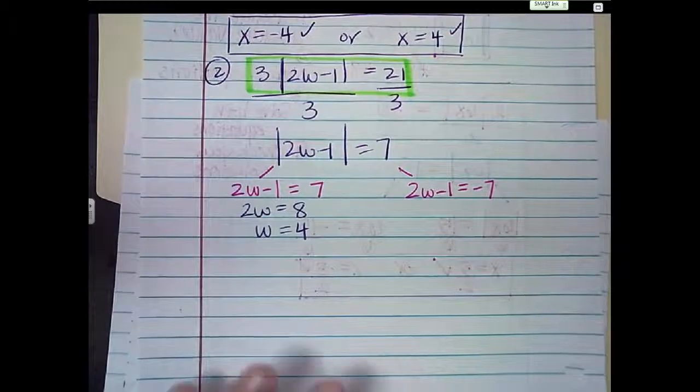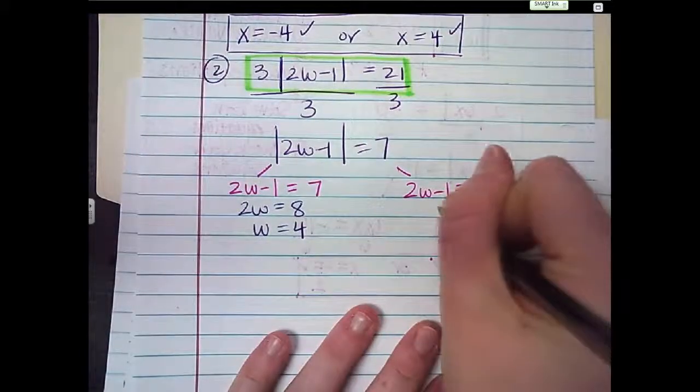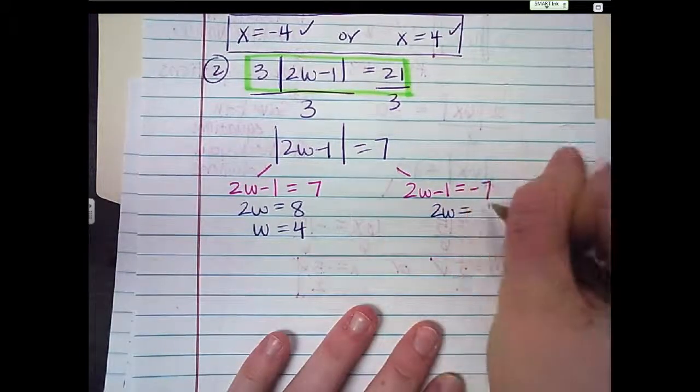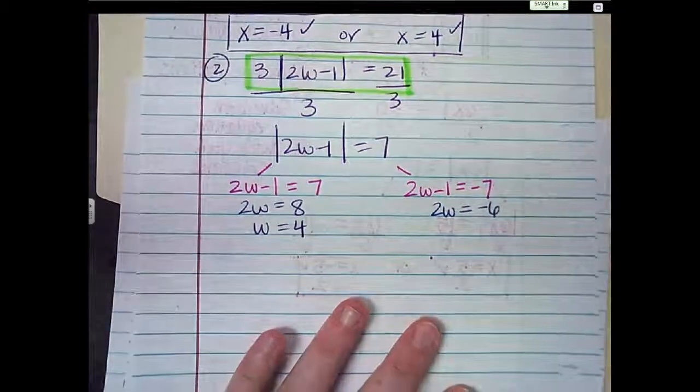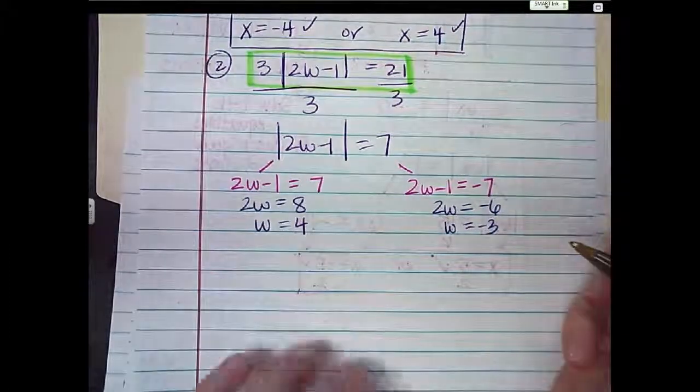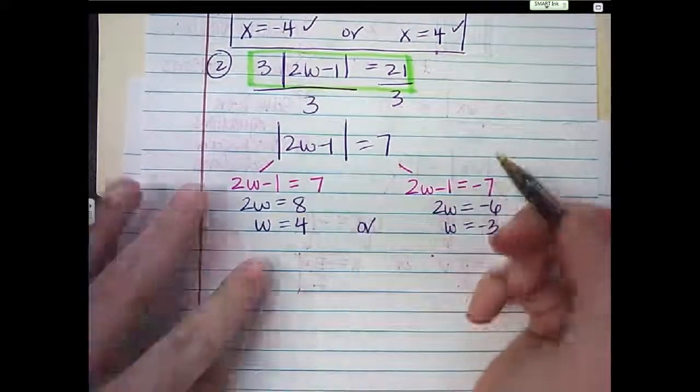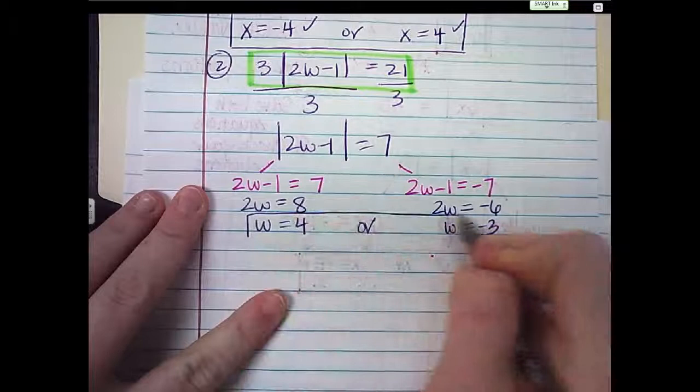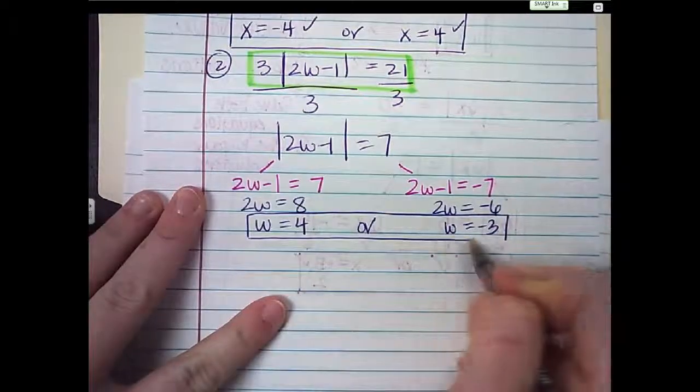Okay, so then on this one, I'm going to add 1, which is negative 6, divide by 2, which is negative 3. Again, go back and check your answers in the original problem to see if they work.